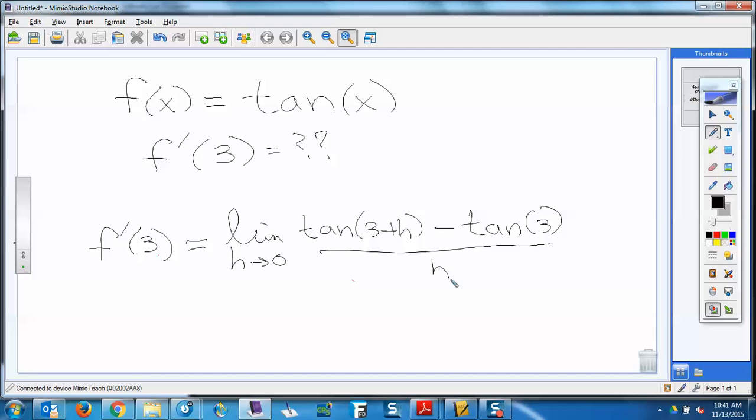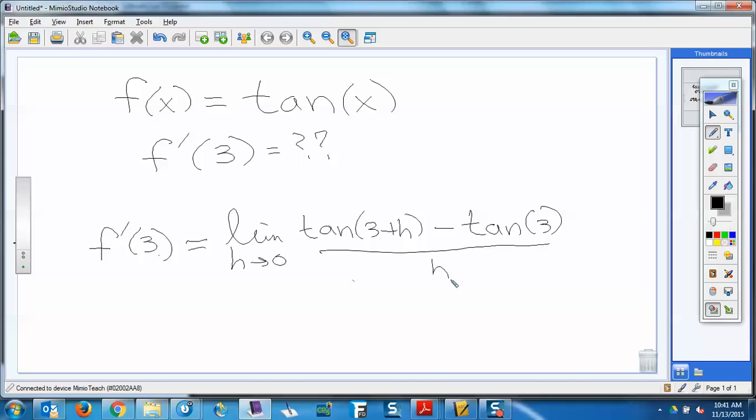Yep. Right? We have to be able to set up that limit because one of the things we did at the beginning of chapter 2 is work these out the long way, right? If I just gave you a function and said find f prime of 3 using the definition, your first step is this. Your first step, set this up.